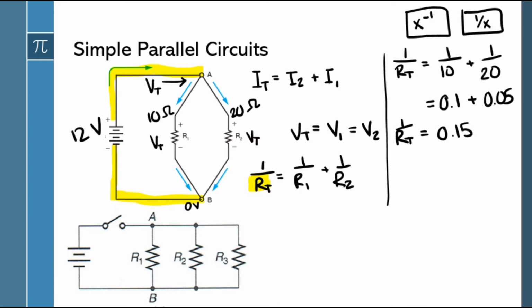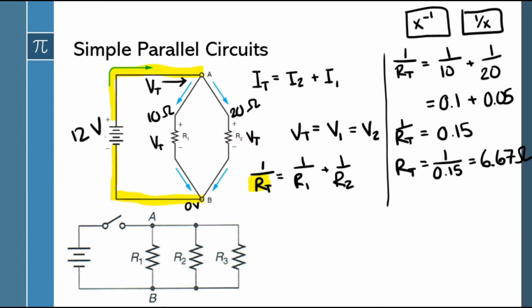How do I figure out what the total resistance is? You have to kind of reverse the operation. 1 divided by 0.15, and that's going to equal 6.6 continuing. I'm just going to call it 6.67 ohms. So gross, but that's just how it is.